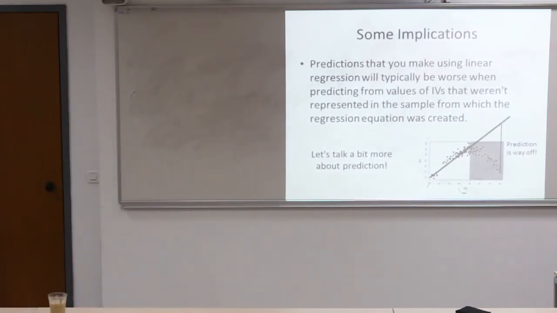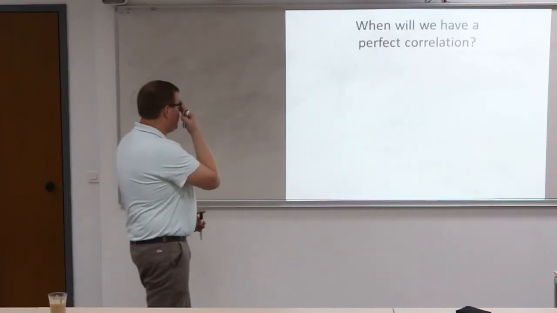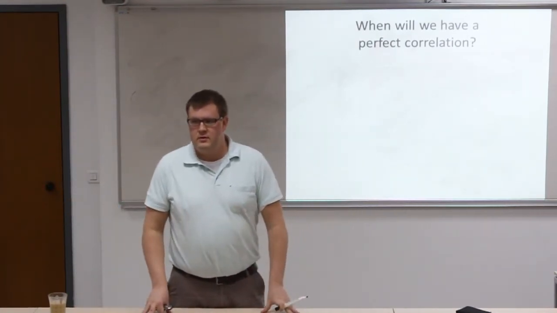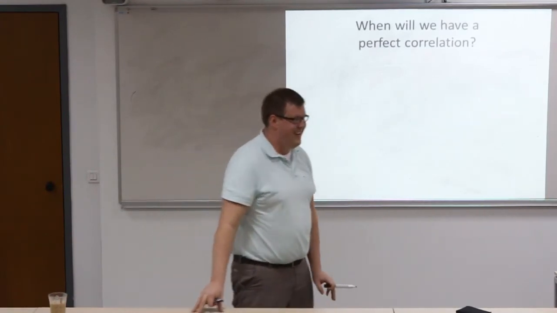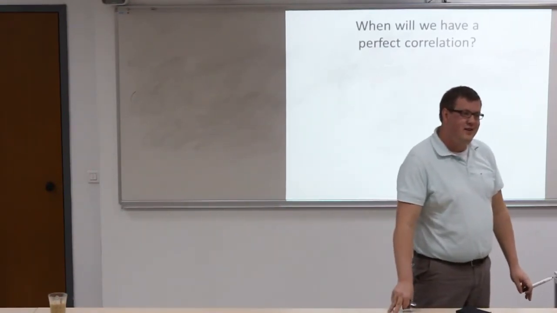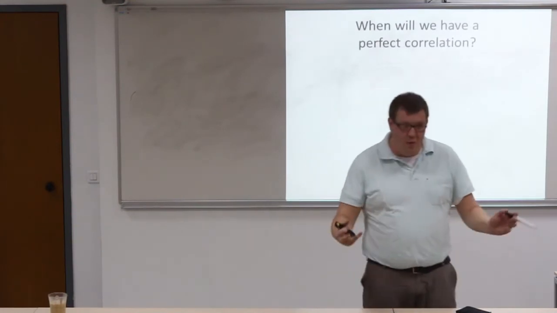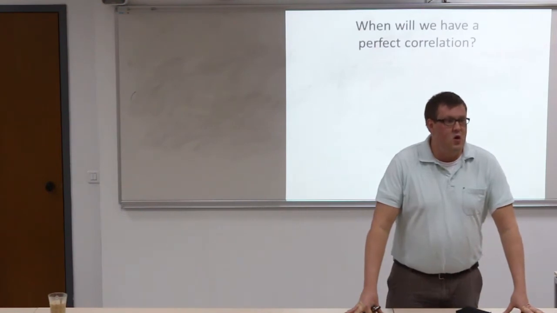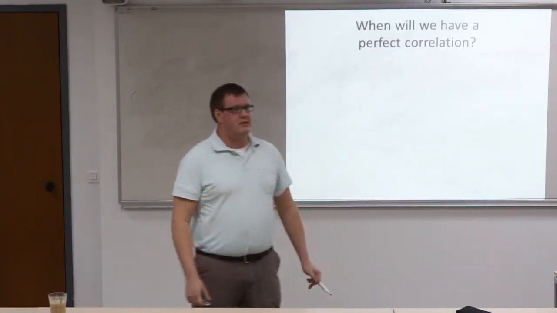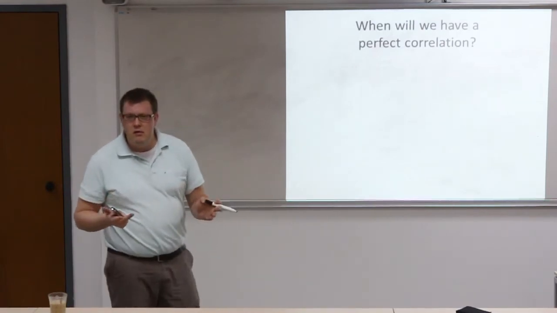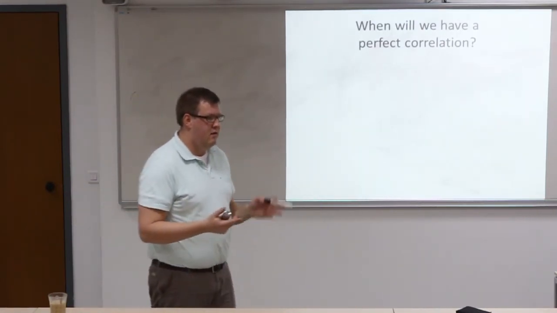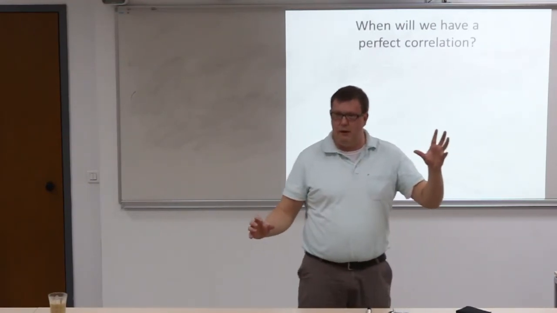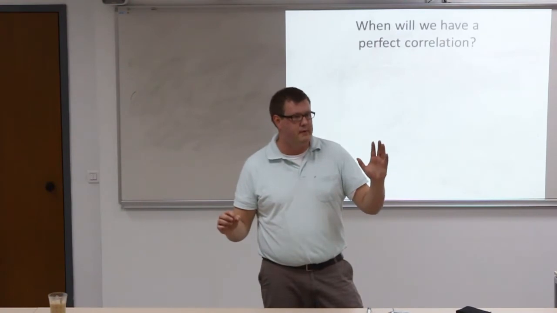Let's talk a little bit more about prediction. When will we have a perfect correlation? When the correlation is 1 or minus 1. When will that happen? When there are no errors. When the variables are perfectly represented by a linear relationship, right?